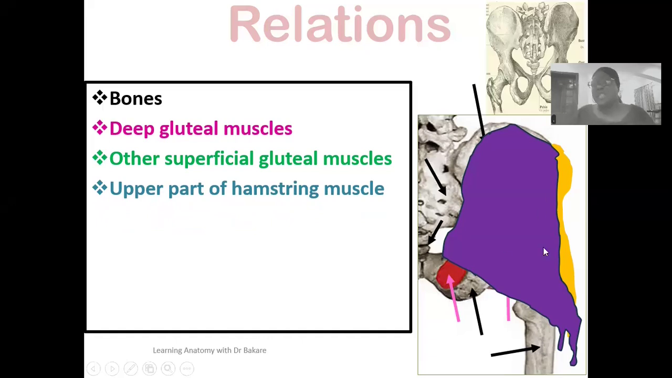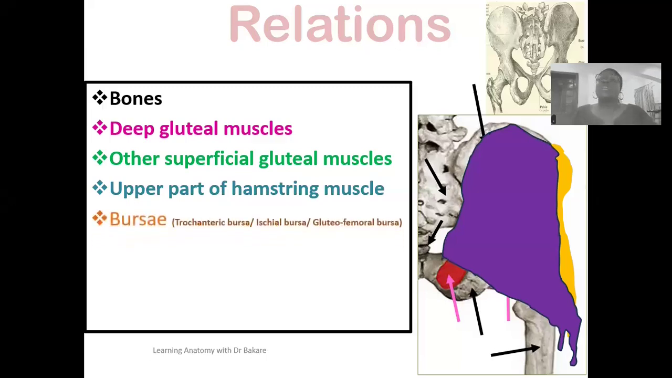We also use this image by the side at this lower region. This is where we have the femur, and at the posterior region of the femur is where we have the hamstring muscles. But specifically, it is the upper part of these hamstring muscles that will be related to the gluteus maximus, and this is understandable.